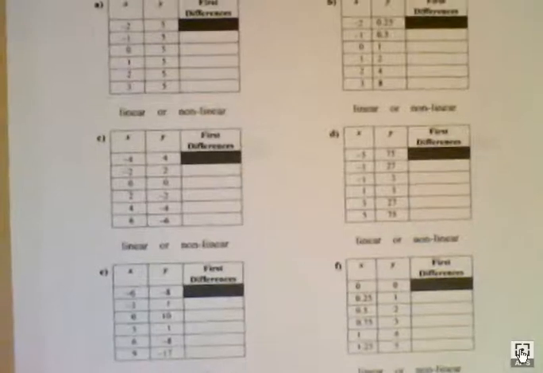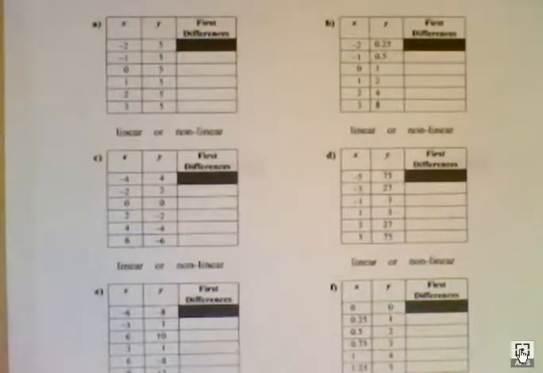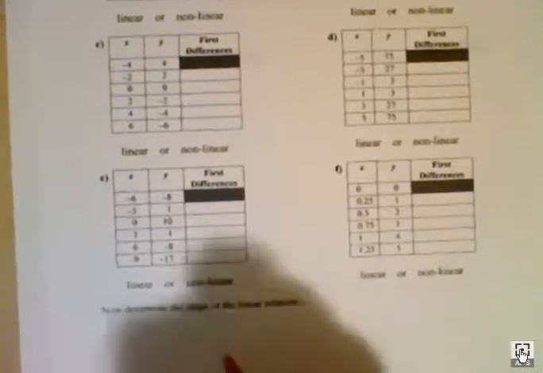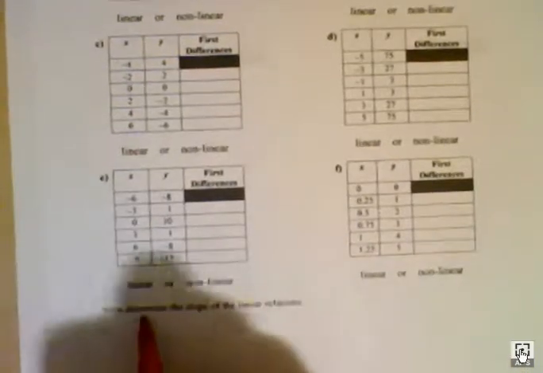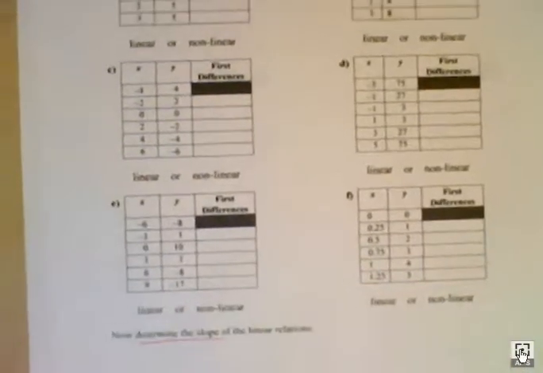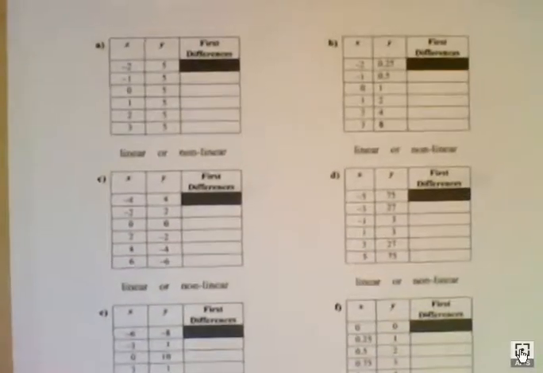Now, I want you guys to try a few on the back. I'm going to walk through two of them with you. I'll walk through A and B, calculating those first differences. And for each one of these, if you find that you have a linear relation, you're going to find the slope of that linear relation. I'll show you how we can do that with our first example here. So let's look at A.